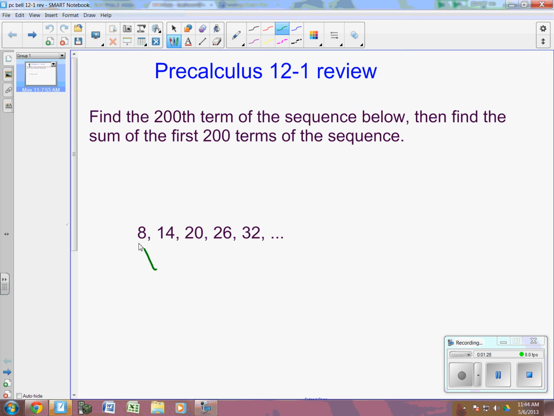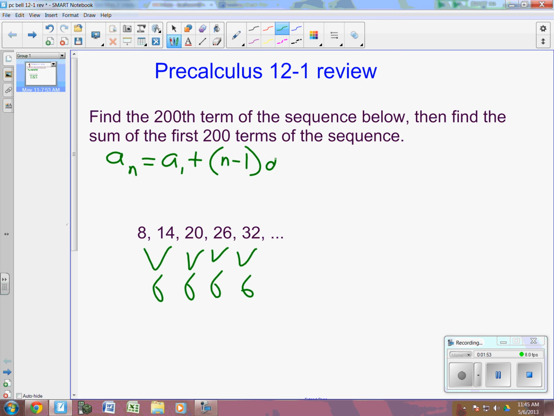Let's check to see if this is an arithmetic sequence. What's the difference between terms? 6, 6, 6, and 6, right? So an arithmetic sequence is a sequence with a common difference between terms. Okay, so we have that. Now, we have a formula for finding the nth term. It is a sub n equals a sub 1 plus n minus 1 times d.